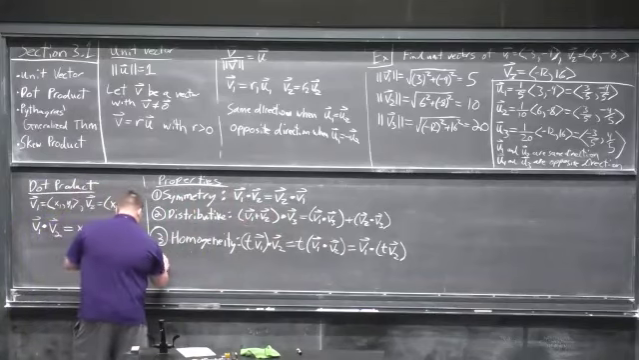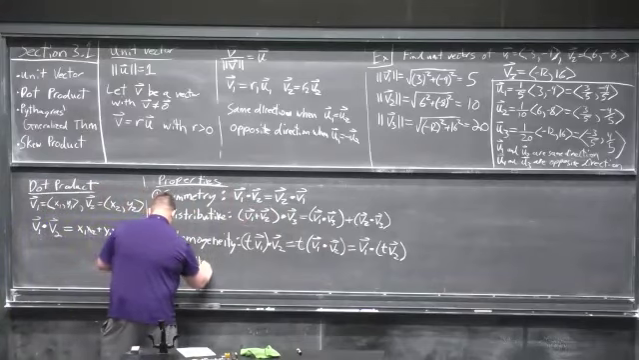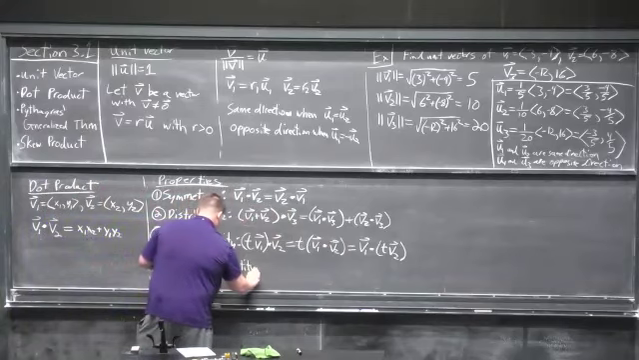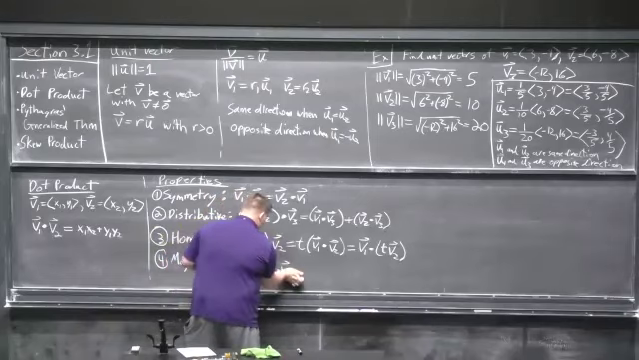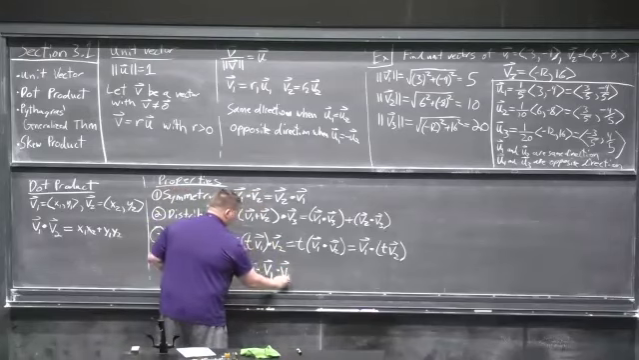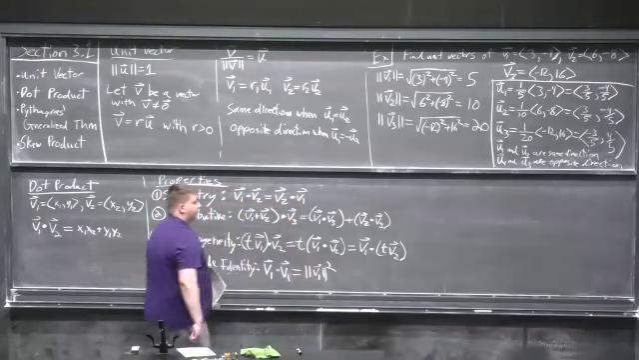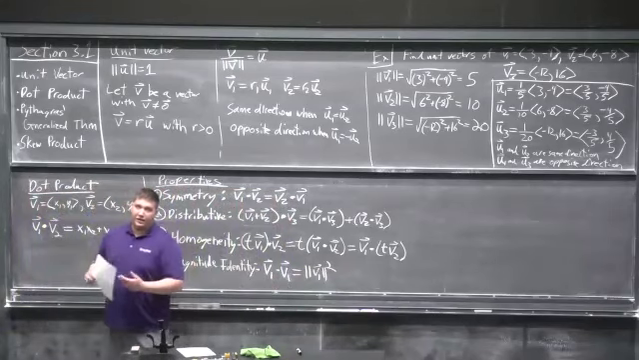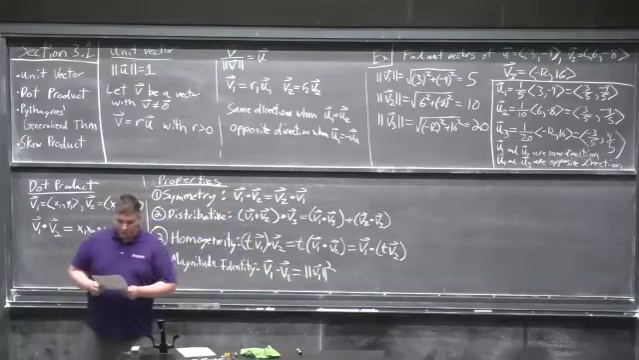Lastly, we have magnitude identity. And we have V1 dot V1 is equal to the magnitude of V1 squared. And you'll see this come up a lot when we go through more theorems and proofs and go, okay, if we have this, we can write down this and vice versa.